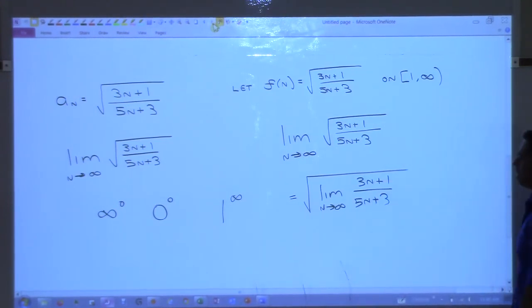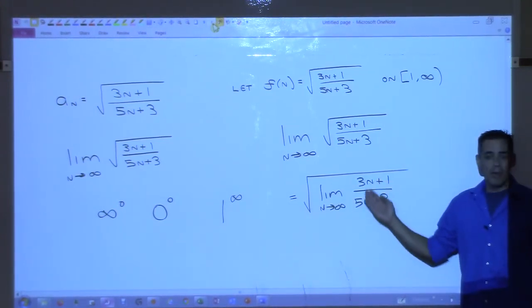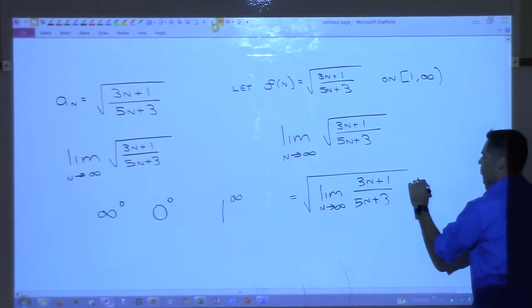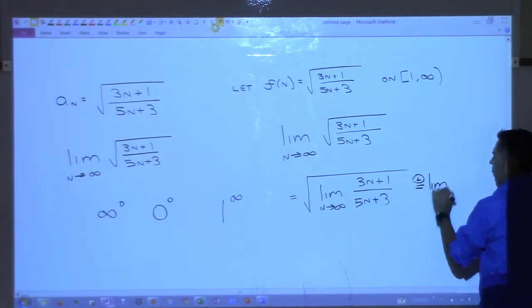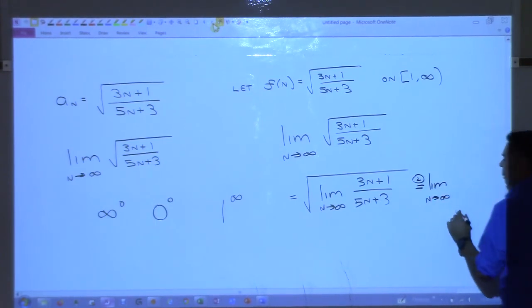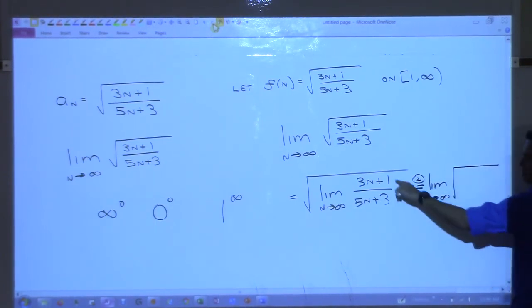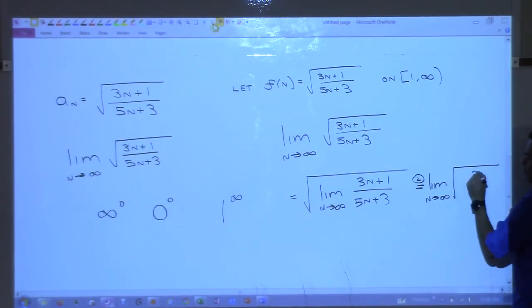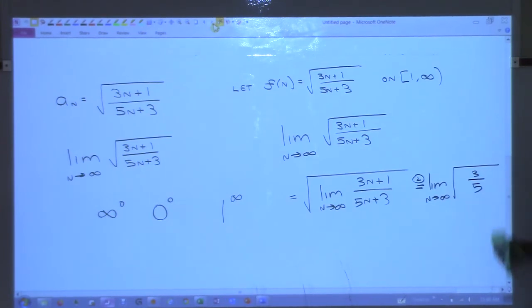Okay, so now, on the inside here, we can do L'Hopital. And so I'm going to indicate that I'm using L'Hopital. Limit n goes to infinity, and square root. And now we do derivative top and bottom, which is just going to be 3 over 5. And that's the answer.